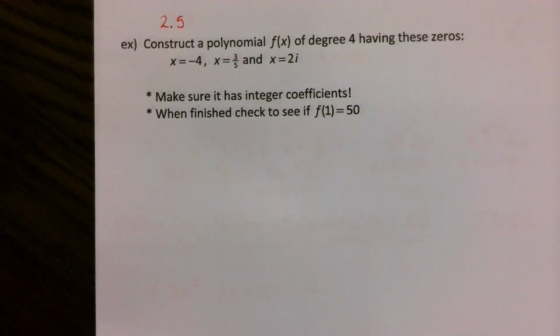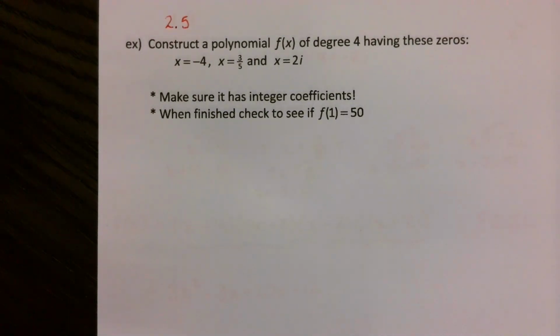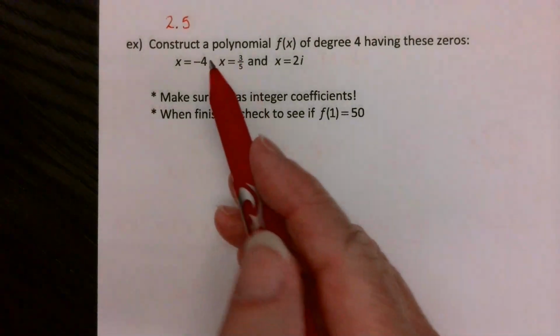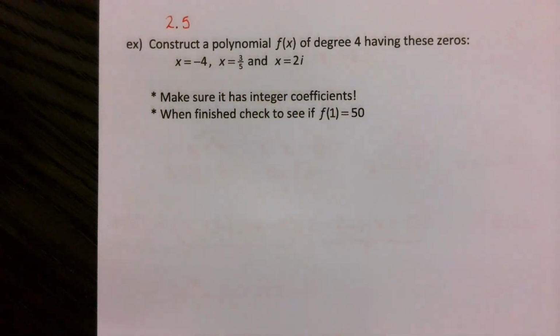Okay, this is the last problem in 2.5. I didn't quite get to this on Thursday. It says construct a polynomial f of x of degree 4 having these zeros. We have x equals -4, x equals 3/5, and x equals 2i.